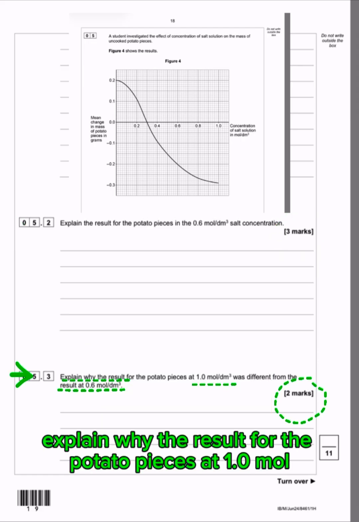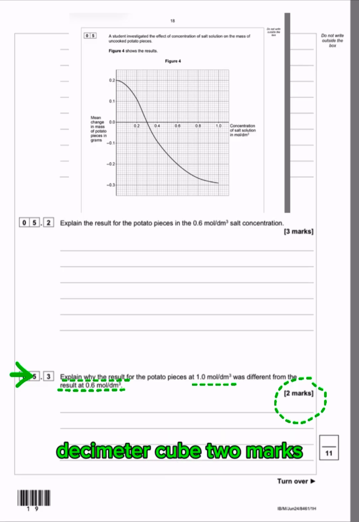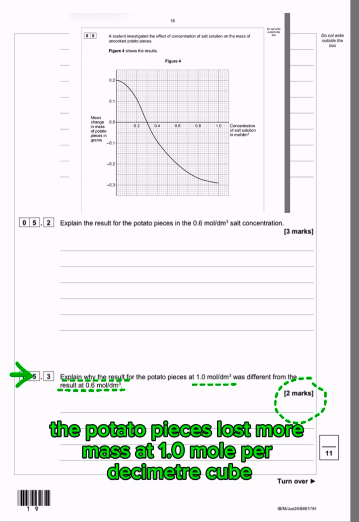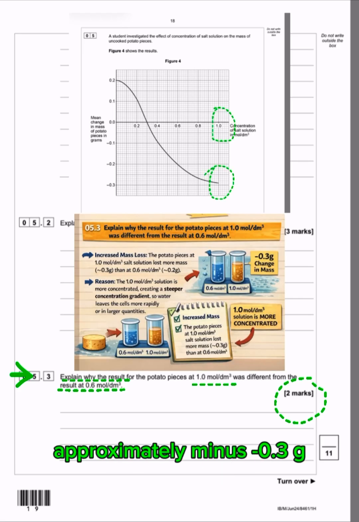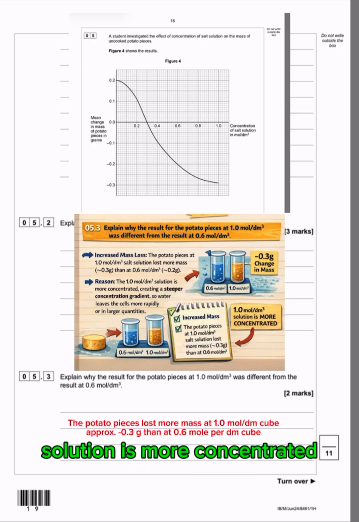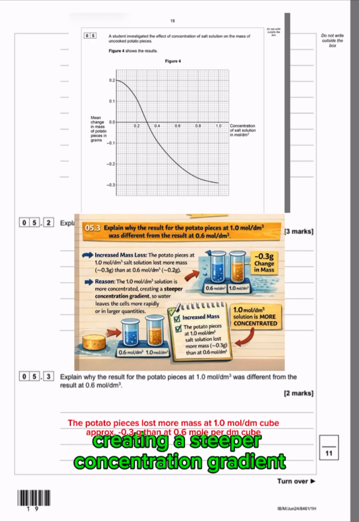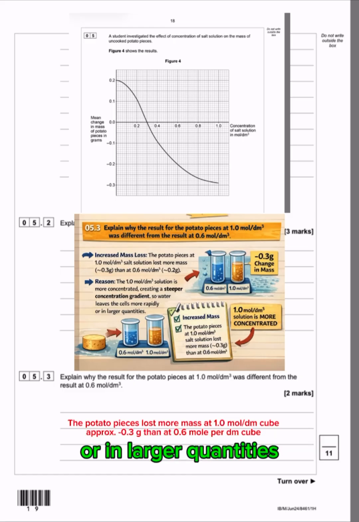5.3: Explain why the result for the potato pieces at 1.0 mol/dm³ was different from the result at 0.6 mol/dm³. 2 marks. Increased mass loss: the potato pieces lost more mass at 1.0 mol/dm³, approximately minus 0.3 g, than at 0.6 mol/dm³. Reason: the 1.0 mol/dm³ solution is more concentrated, creating a steeper concentration gradient, so water leaves the cells more rapidly or in larger quantities.